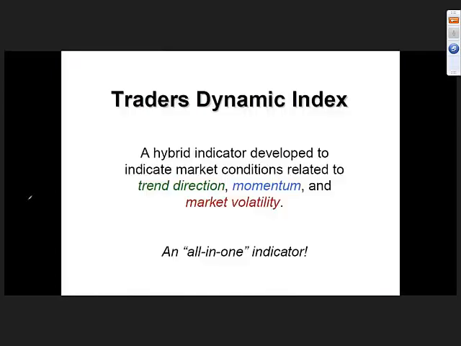Okay, it's a hybrid indicator. Helps indicate market condition for our purposes, trend direction, momentum. We know what momentum is in the market. Don't be confused by that. And the volatility. The volatility comes in shape of shark fins, which I'll illustrate for you, okay?